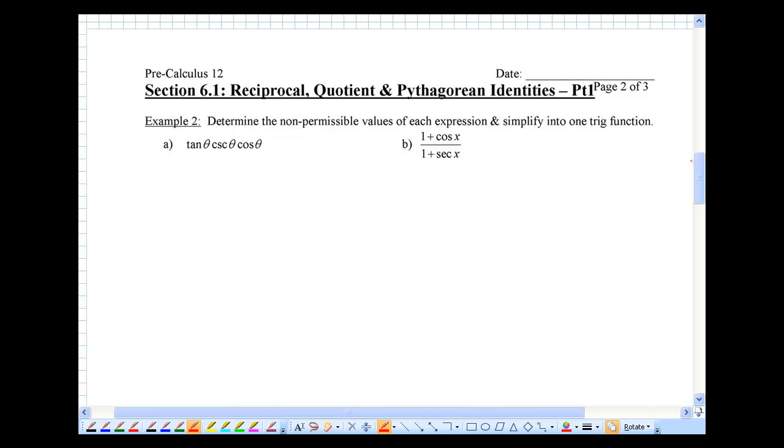Well, part A, you don't see a denominator, so you might be thinking, oh yeah, there's no non-permissible values. Well, guess again, okay? Because I think tangent can be written as sine over cos. Cosecant can be written as 1 over sine. And then now we have cos. So now I'm thinking, look at this here, and I've got cosine theta can't be 0. And I've also got sine theta, which can't be 0, for my non-permissible values, your NPVs.